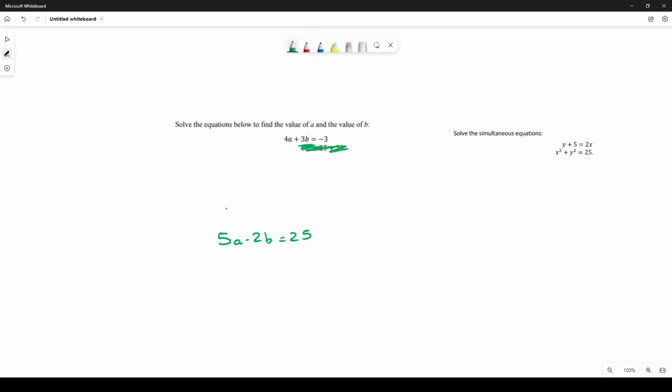This is our new second line, and our first line is still fine. We'll just take that down. Now the whole thing you're trying to achieve here is to cancel out one of the letters.